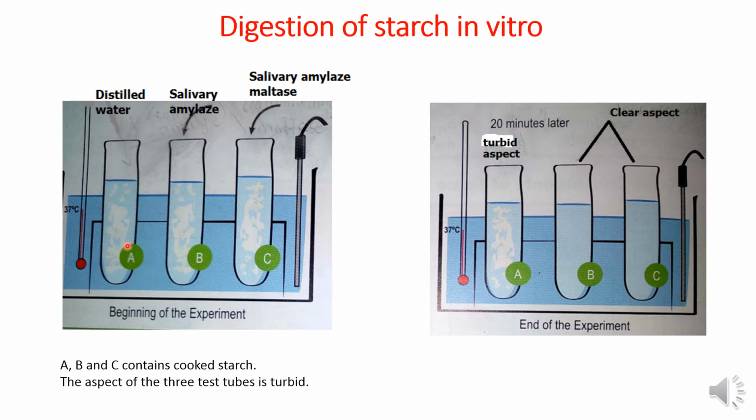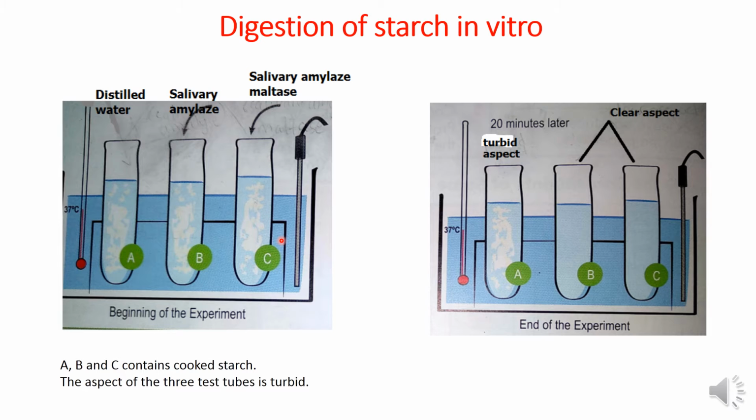Tube A contains distilled water and starch paste, or cooked starch. Tube B contains salivary amylase, an enzyme found in the saliva, and cooked starch. Tube C contains salivary amylase and maltase. Also, it contains cooked starch.